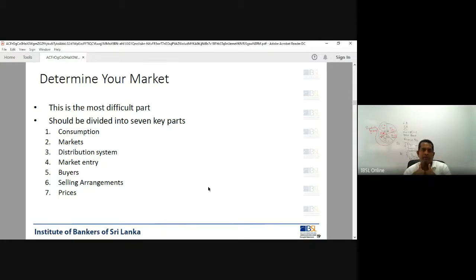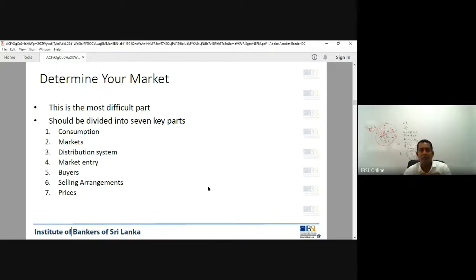Right? Buyers, who are your buyers? Who will buy? Is it the young generation? Is it the elderly generation? Which country? Which generation? Which community? Like that you have to think. Selling arrangements. How you are going to sell? Is it bulk? Is it retail? How? Then the pricing. Most and is one of the key.